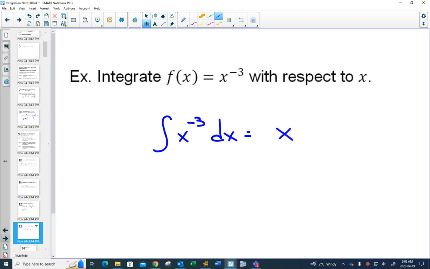Adding 1 to the exponent is going to be a -2, and then you'd have to divide by that exponent. Can you see yourself accidentally writing a -4? Maybe? No. Never make any mistakes with negatives.